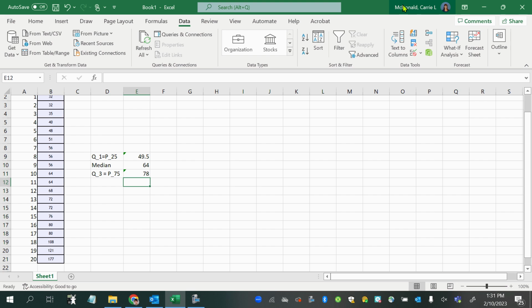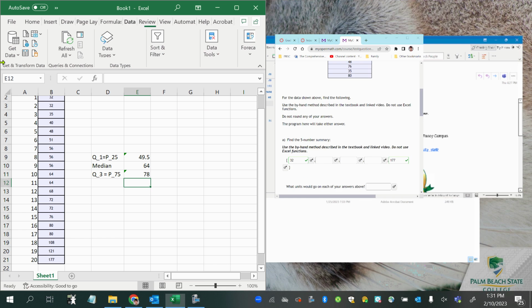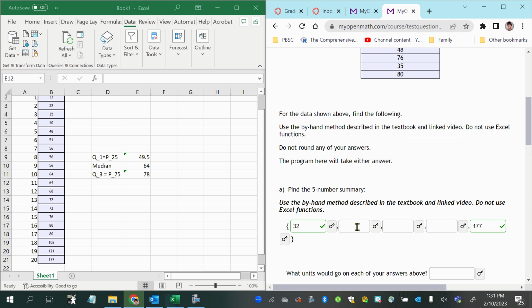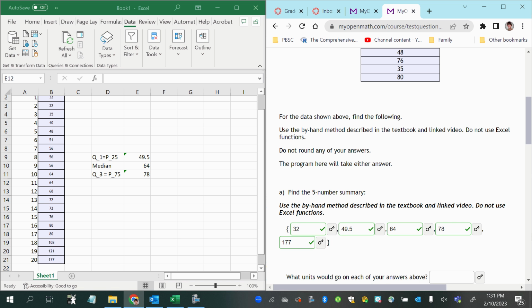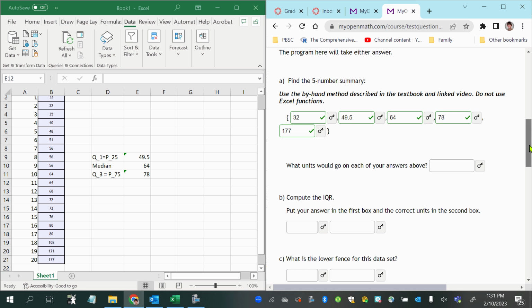All right, now let's just enter those into the problem, make sure we got it right. So we have the first quartile, 49.5. We have the median, 64. We have the third quartile, 78. Okay. See, did we get them right? Yes. Okay, good.